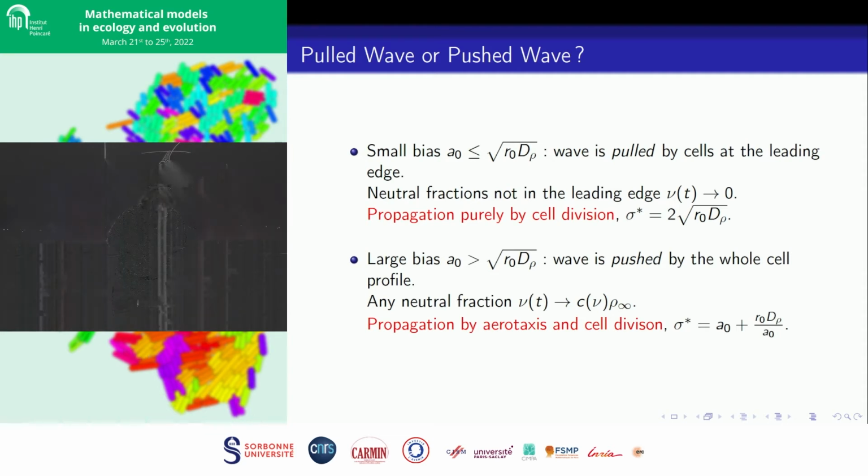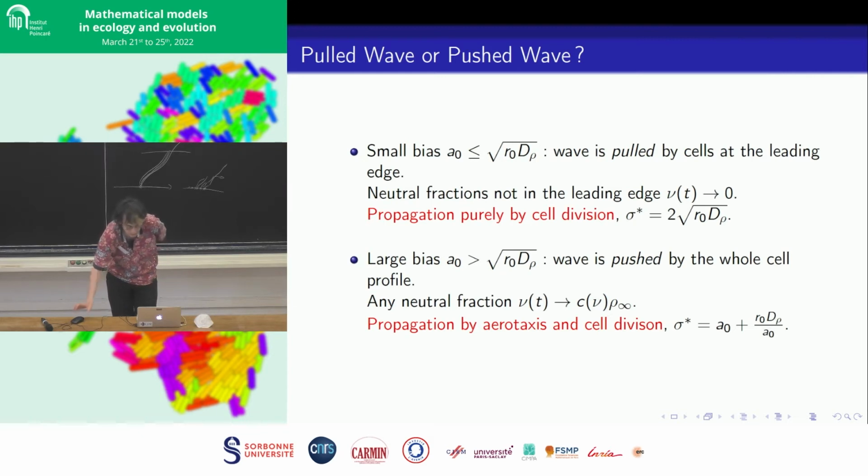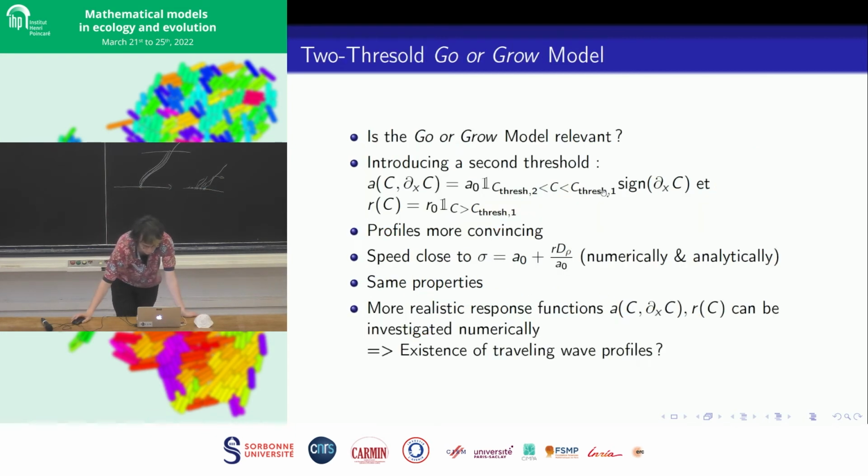And just one explanation. In the pull case, it also explains why A0 does not intervene in the traveling wave speed formula, because essentially it's the cells at the leading edge that propagate the wave, and the cells that are at the leading edge will never sense aerotaxis. They will always be in the growth phase. So in fact, that's the reason why you should not expect A0 to intervene in the wave speed.